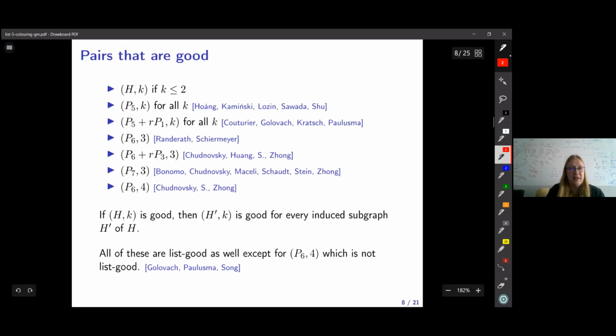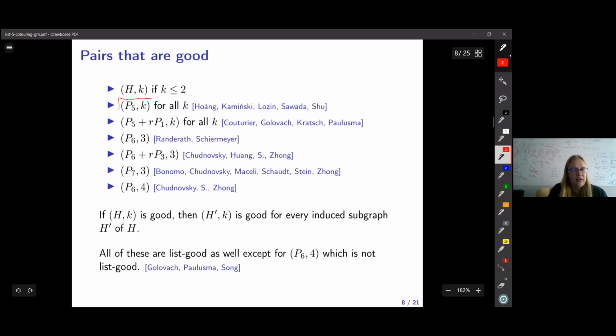And here are some pairs that are good. Certainly 2 coloring, any version of 2 coloring for any graph we can do. And then there's an almost chronological list, but not quite, that gets pretty close to the other side of this. We saw that P7 for 4 is hard, but P6 for 4 is good. For 3 coloring, we can go up to P7, but we don't know much more.